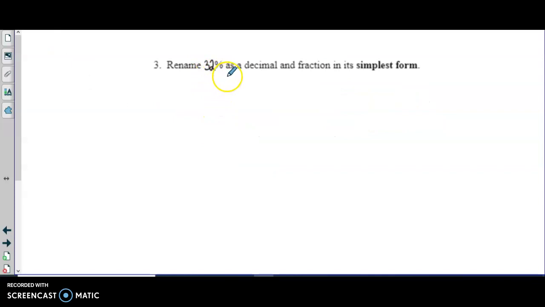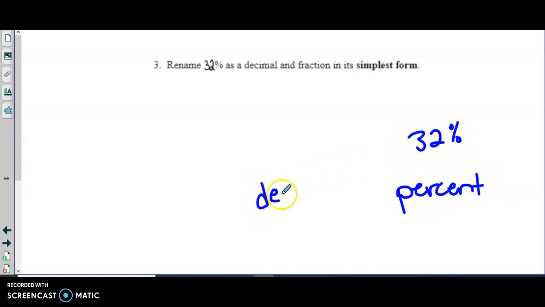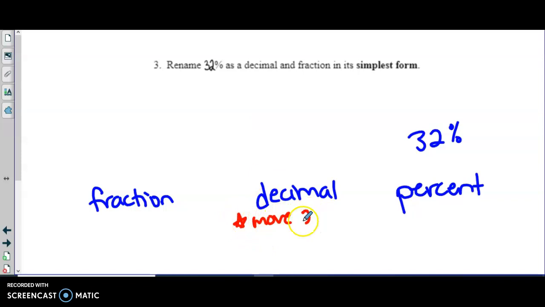Rename 32% as a decimal and a fraction in simplest form. Okay, so we have a percent. It's 32%. Then we also need to write it as a decimal. And then we also need to write it as a fraction in simplest form. So here we go. To go from a percent to a decimal, we're going to have to move our decimal 2 places to the left.